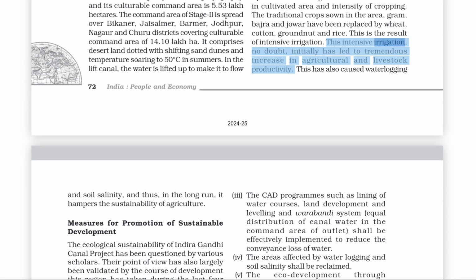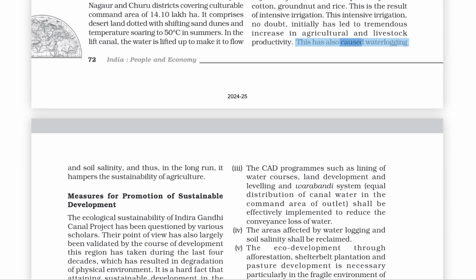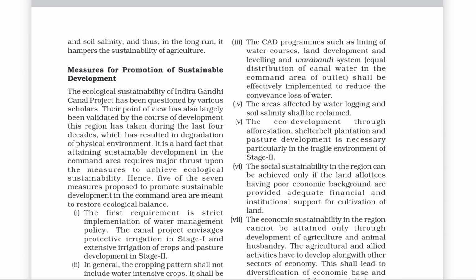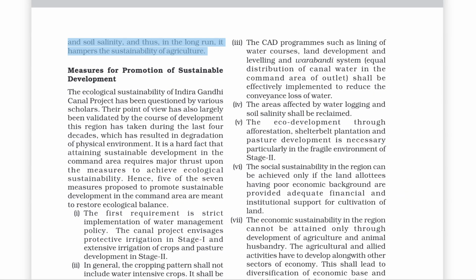This intensive irrigation, no doubt, initially has led to a tremendous increase in agricultural and livestock productivity. This has also caused waterlogging and soil salinity, and thus, in the long run, it hampers the sustainability of agriculture. Figure 6.4, Indira Gandhi Canal. Figure 6.5, Indira Gandhi Canal and its adjoining areas.